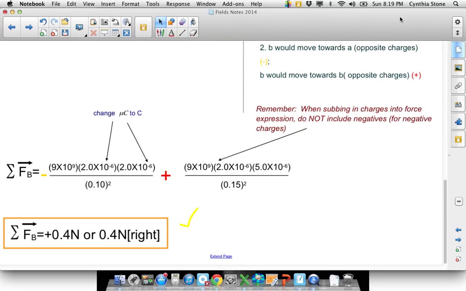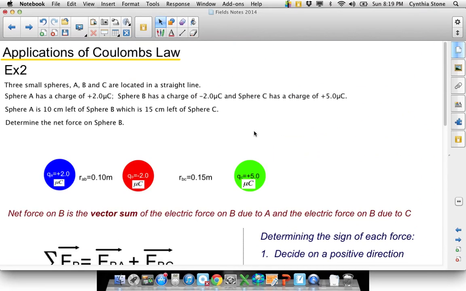That was a long video, and I'm not even done for Coulomb's law, but at the first bit, and again, please put a star beside this example. You need to redo this example before you write your unit test.